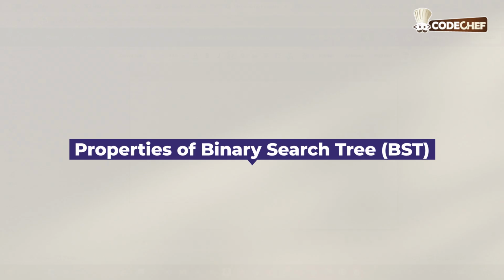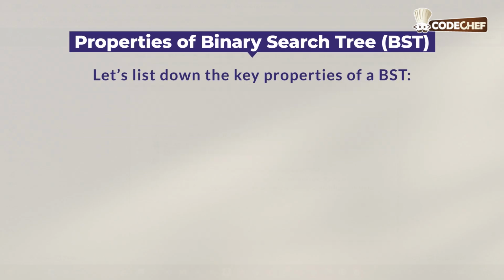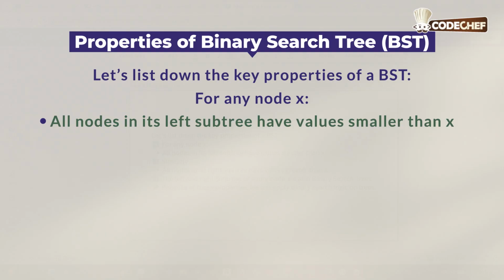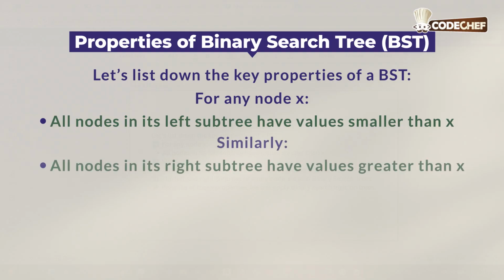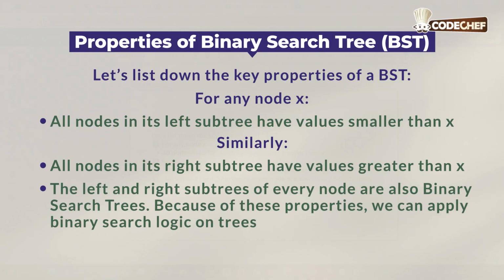Properties of binary search tree. Let's list down the key properties of a binary search tree. For any node x, all nodes in its left subtree have values smaller than x. Similarly, all nodes in its right subtree have values greater than x. The left and right subtree of every node are also binary search trees. Because of these properties, we can apply binary search logic on trees.